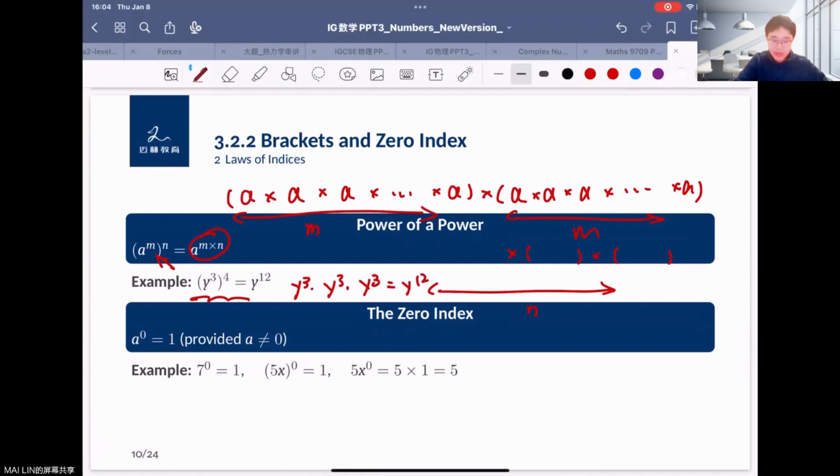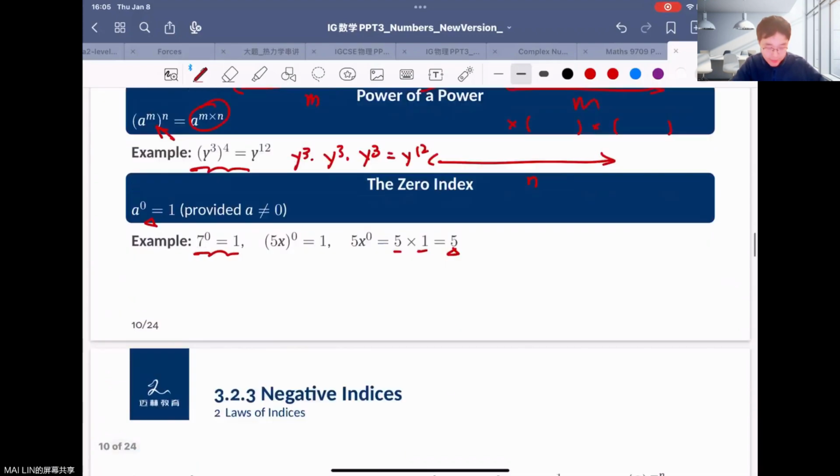Another definition for indices is a^0 equals 1. That is a basic definition, so don't doubt it. It's just a definition, a basic law in IGCSE mathematics. Here we can say 7^0 equals 1, and (5x)^0 equals 1. And for 5x^0, it equals 5 times 1, so here it is 5.